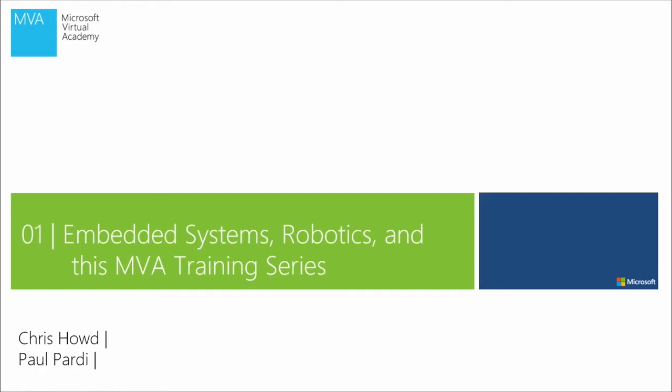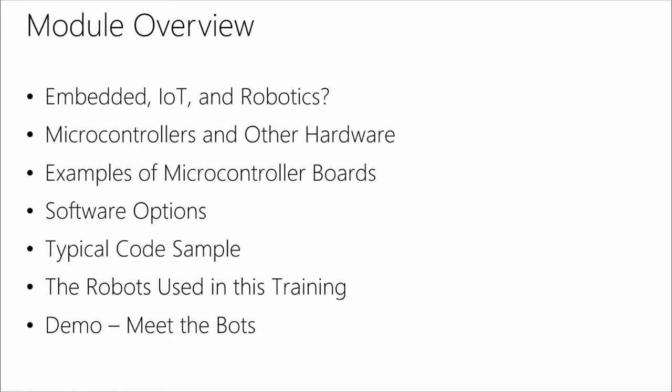So let's start with Module 1, Embedded Systems and Robotics, and how we're going to talk about that in this MVA training series. So very quickly, let me talk about the module, what we're going to do here. We're going to spend a little bit of time talking about what embedded programming is and use robotics as the introduction to that. You see that acronym IoT, Internet of Things. We're going to spend some time talking about what we see as the Internet of Things and how that relates to the work that we're going to do here today.